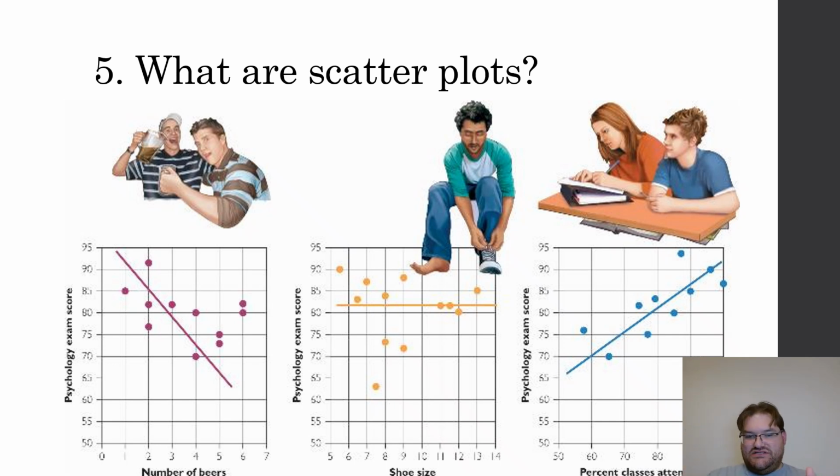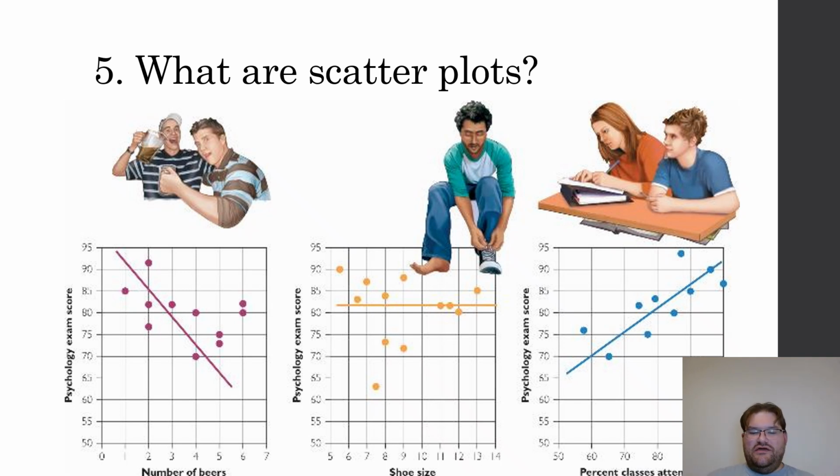We could also say this the other way. As the number of beers consumed the night before a psychology exam increased, the score on the psychology exam decreased. Okay? Again, negative association, negative relationship, inverse correlation, inverse relationship. As one goes up, the other goes down. Okay? That is what the scatter plot suggests, that there's a pretty good relationship there. A negative correlation on the left-hand side.